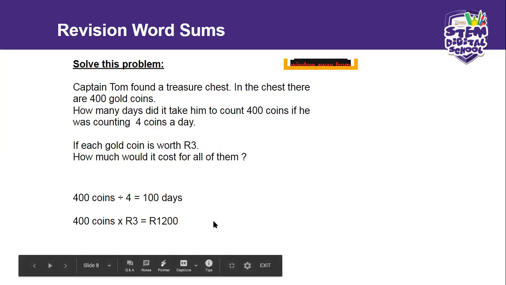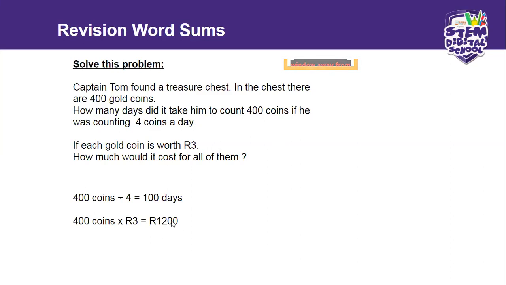Okay, we've got 400 coins there. And then we divide it by 4 because per day they are counting 4 coins. Then it means that it will take them 100 days. Okay?